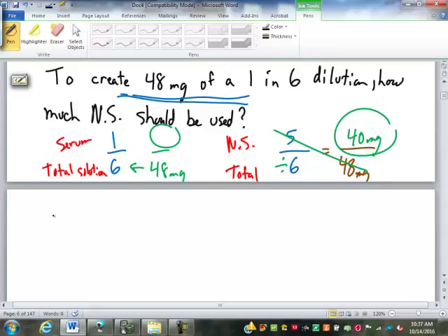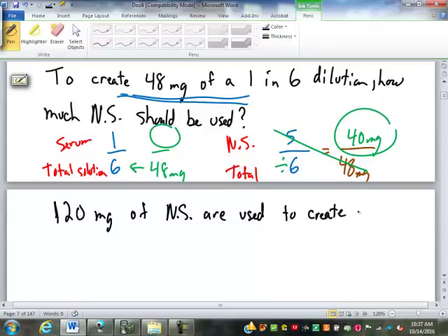Or I might have milliliters, I can use whichever there. 120 milligrams of NS are used to create a 1 in 4 dilution. How much total solution is created?